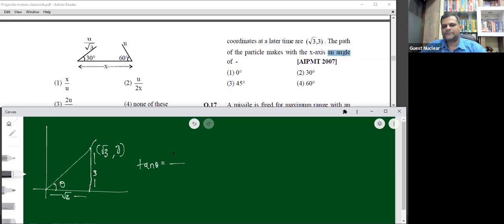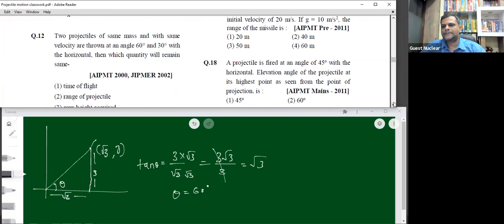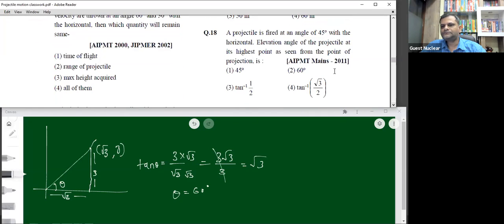So tan theta will actually be equal to opposite upon adjacent. So opposite is 3 and adjacent is root 3, and if we rationalize this, we get 3 root 3 upon root 3 into root 3, which is 3, so that this 3 gets cancelled and we are left with root 3 only. So tan theta equal to root 3 matlab theta must be equal to 60 degree, and that is going to be the answer which is present in option 4 here. Correct है?